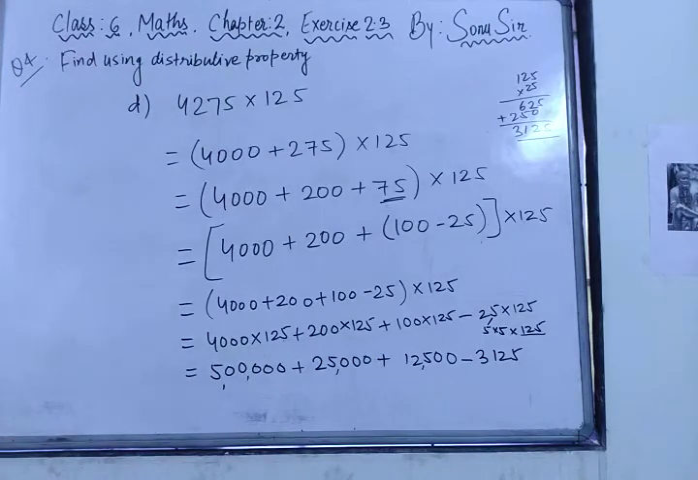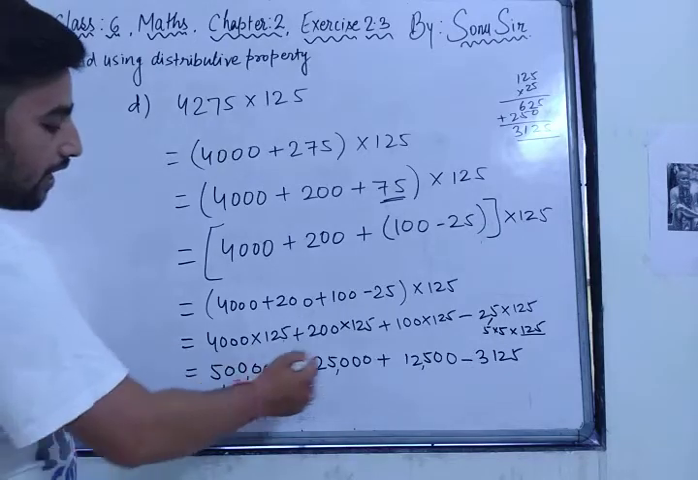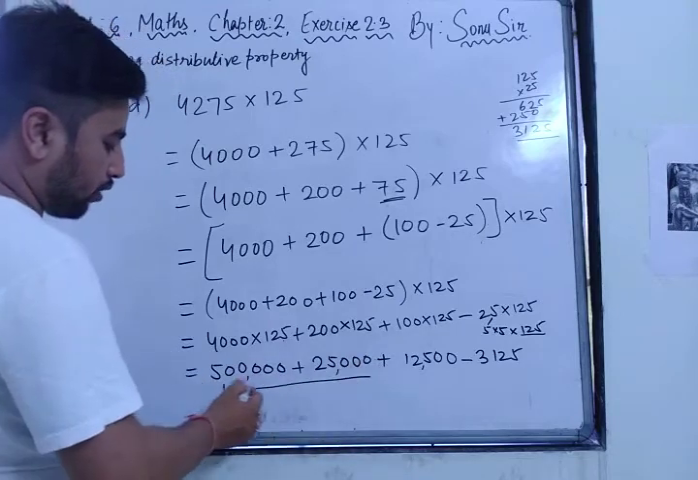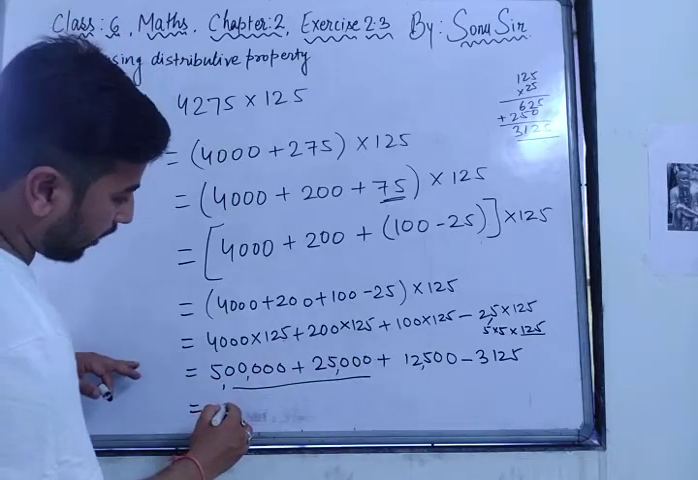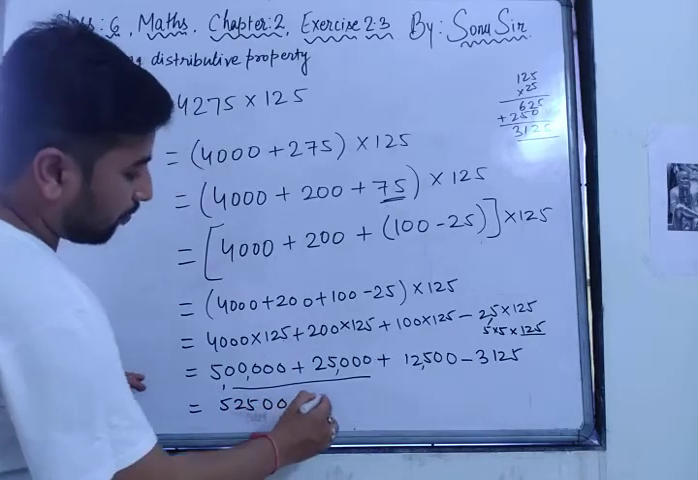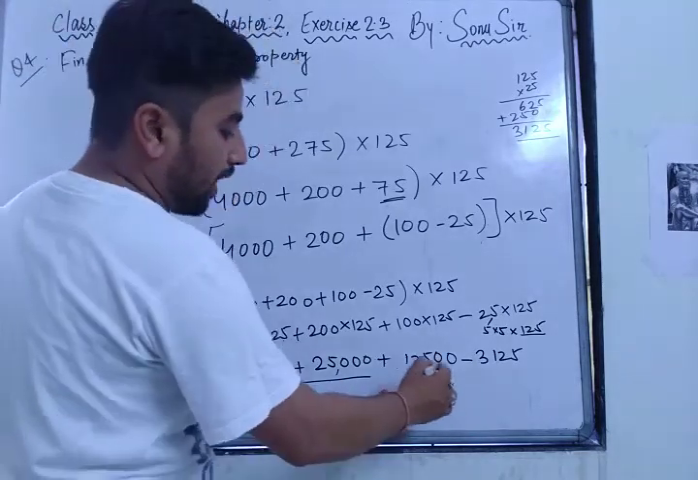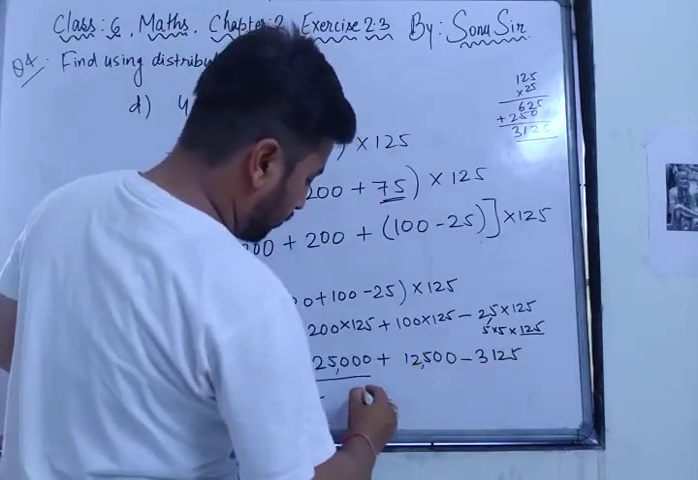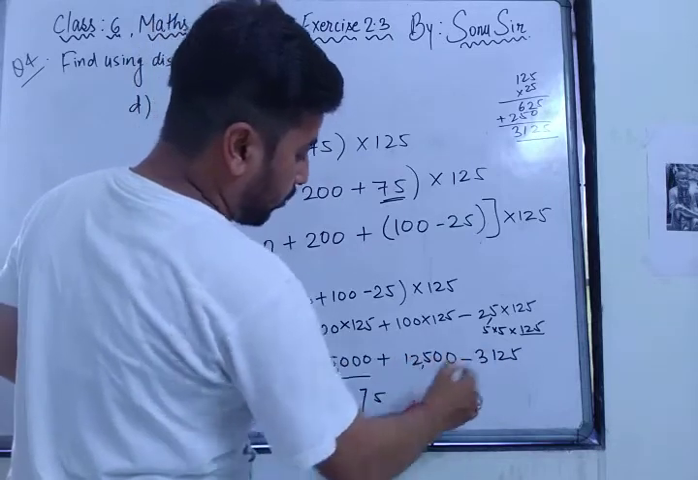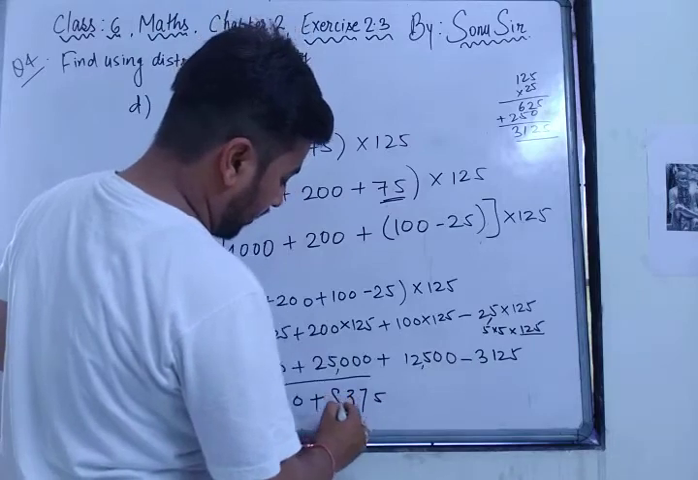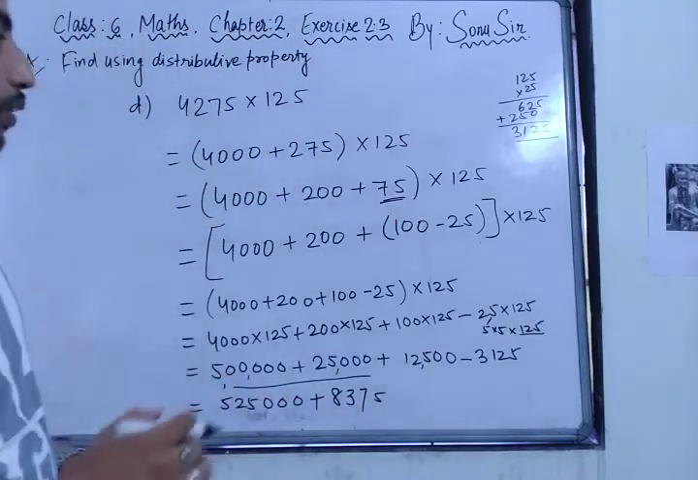So first of all, you can see here 5,25,000 is here, right? You can add these both. So what will be there? 5,25,000 plus 12,500 minus 3,125. If you are doing minus, so 10 minus 5 is 5, 9 minus 2, 7, 4 minus 1, 3, 11 minus 3, 8. See, 8,375. You can do it here also.